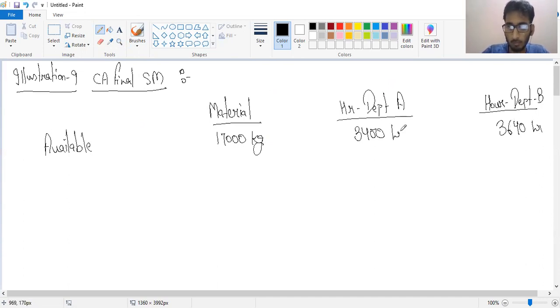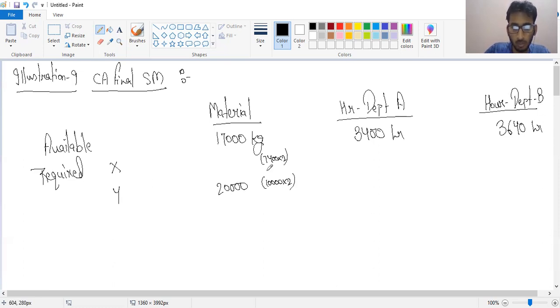Now required for product X and product Y, let me say how much direct material is required. 7,400 multiplied by 2, and for product Y 10,000 multiplied by 2. So I can say 14,800 and 20,000.